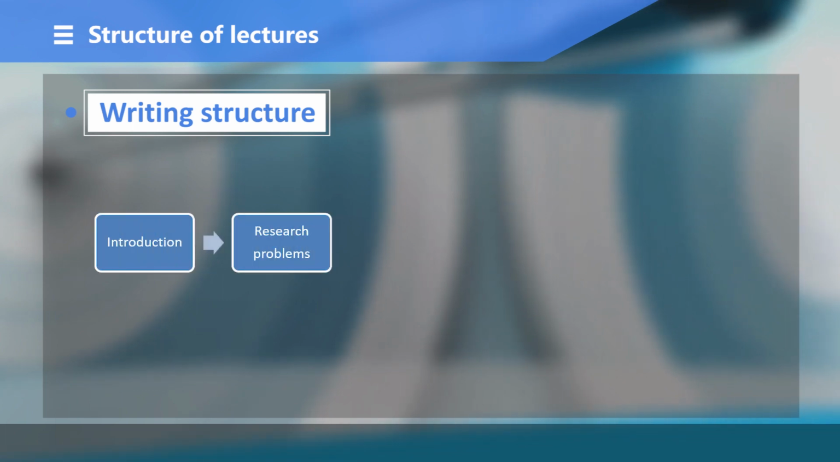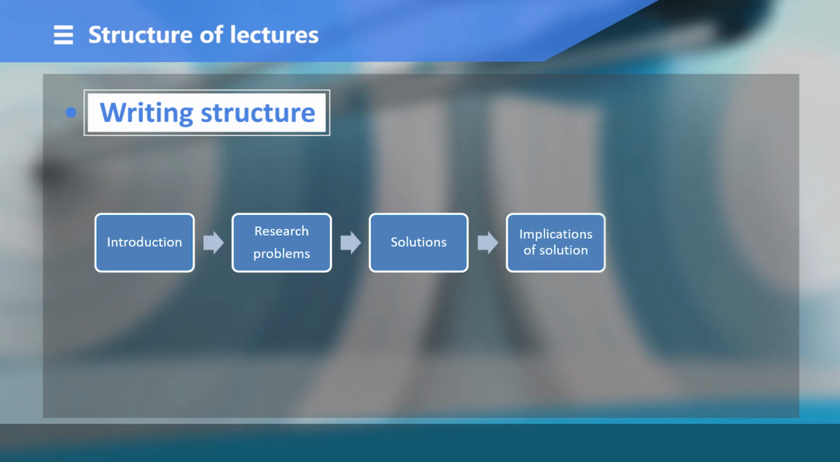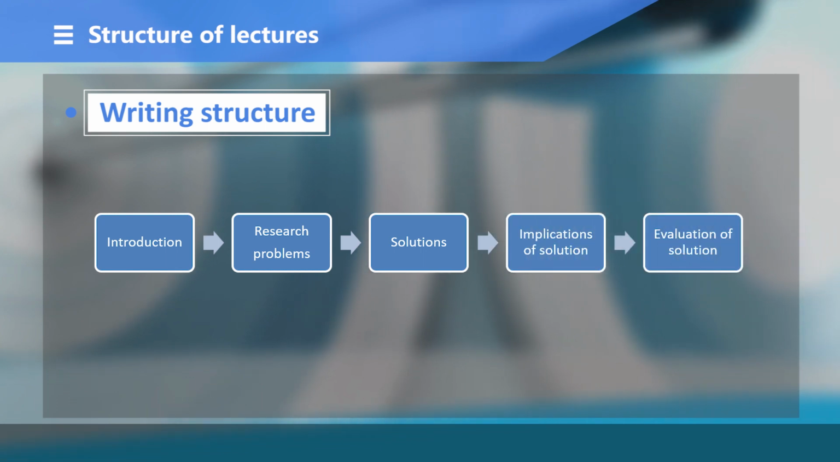Writers use different structure to organize their writing. For example, they might use structure introduction, research problems, solutions, implications of solution, evaluation of solution. In a similar way, speakers may also use different structures to organize their lectures. Here are 3 typical lecture structures speakers might do.